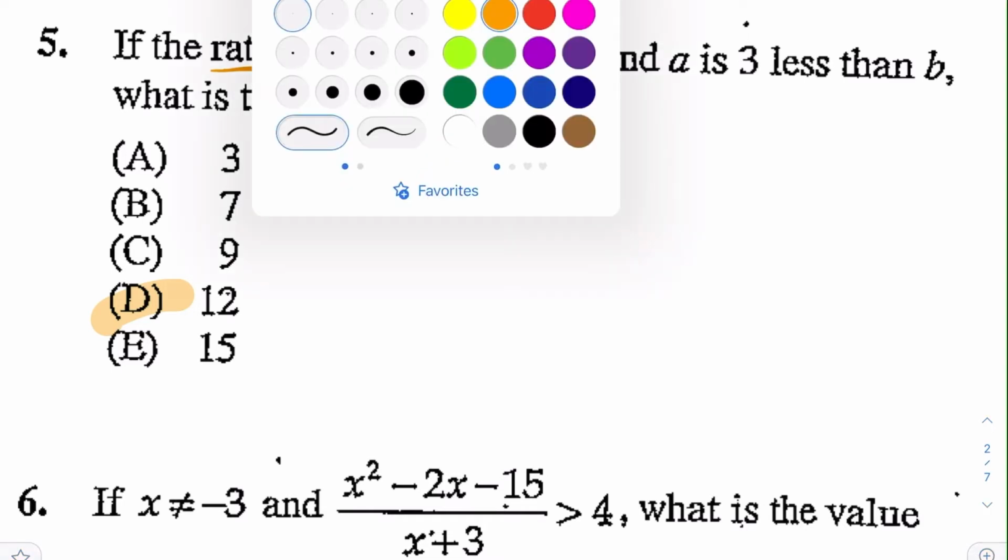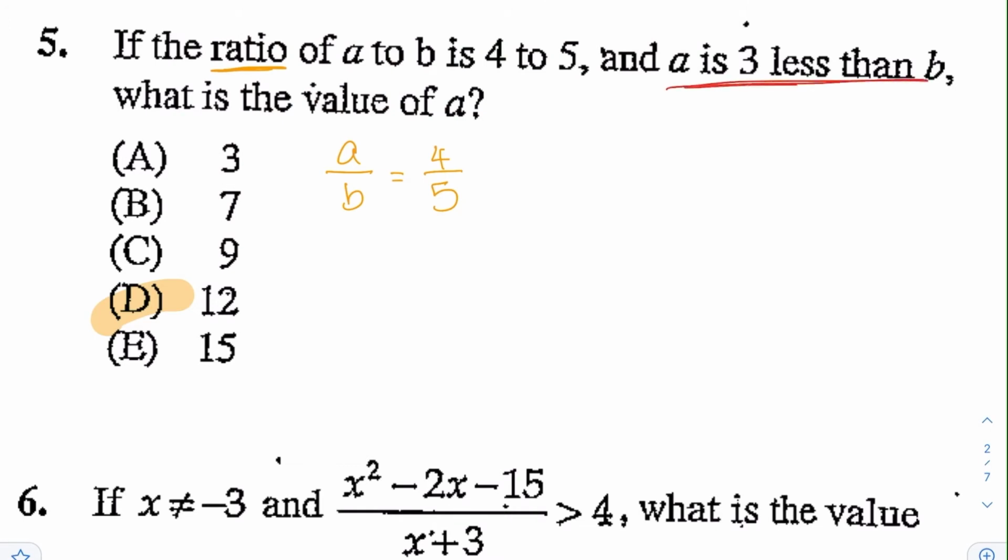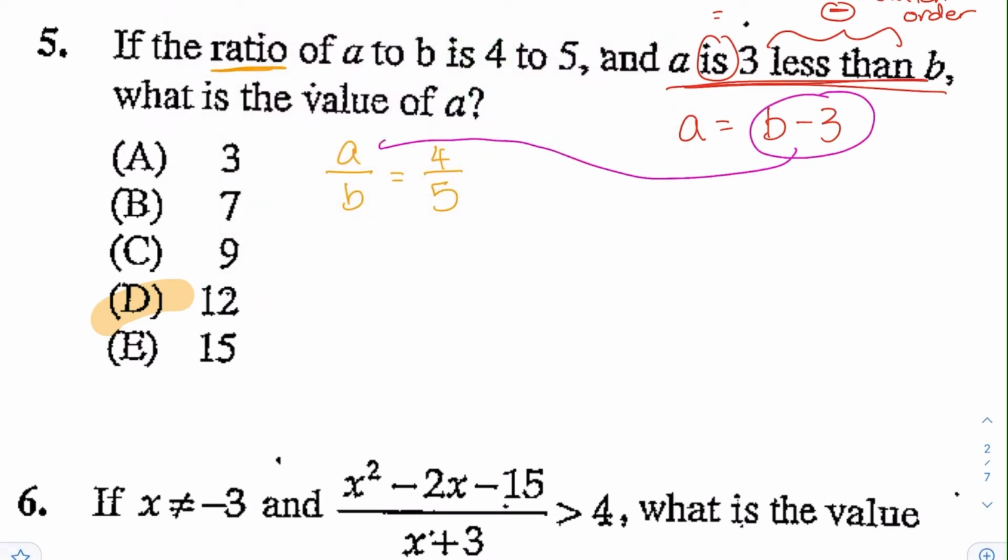Now, the second part says that A has to be 3 less than B. So that means that A is, means equals to, and less than means B minus 3. So less than means subtract, but you got to switch the order. So 3 less than B is B minus 3, not 3 minus B. So once you have this, you can take B minus 3 and substitute it in for A. So you know that B minus 3 divided by B is equal to 4 over 5.